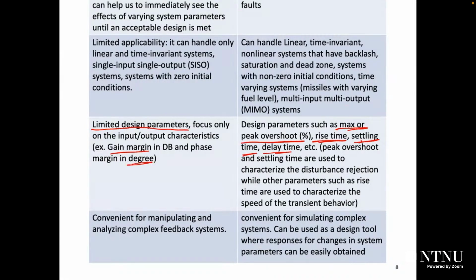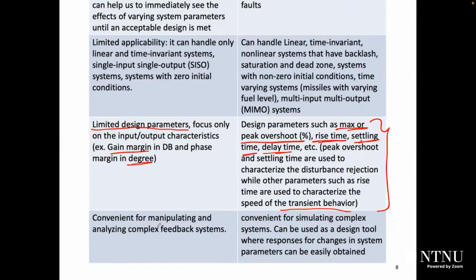Also, maybe also the max time, in fact. Peak overshoot and the settling time are used to characterize the disturbance rejection, while other parameters such as rise time are used to characterize the speed of the transient behavior. So in fact, when you are working with time domain, you will have the capability to control your system in a much better way because you have more design parameters.